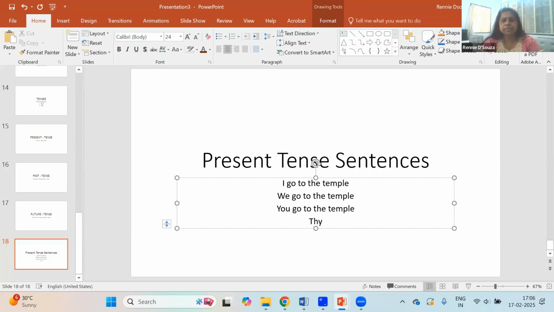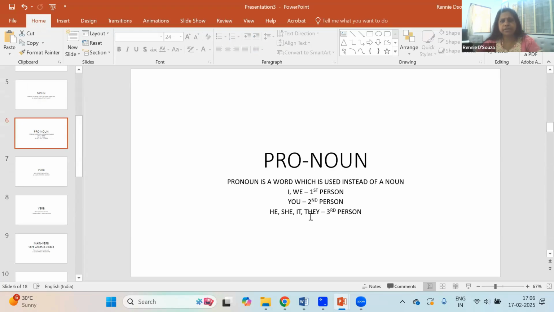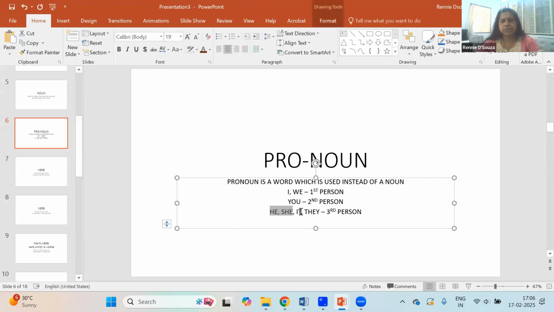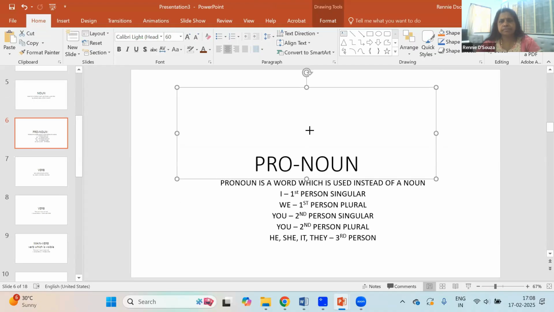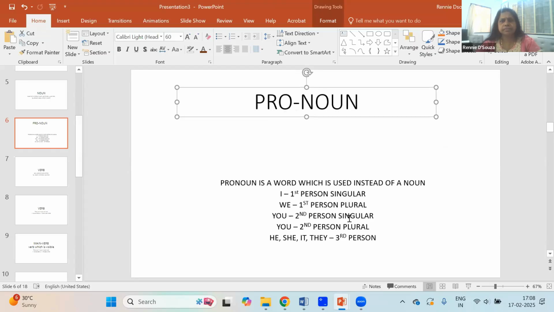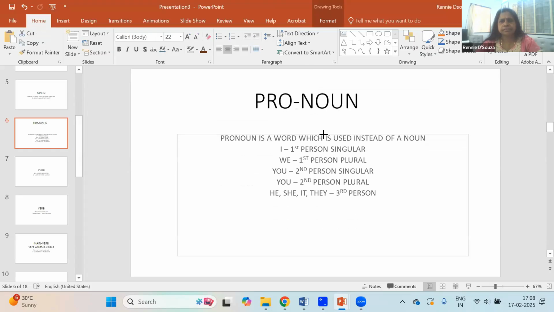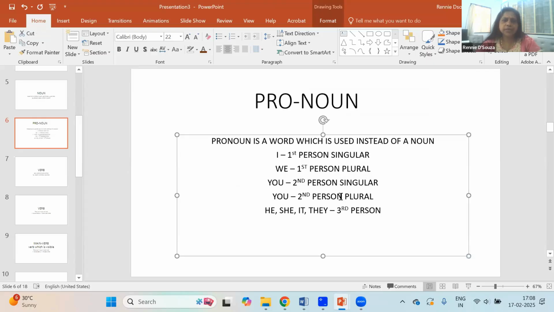And second person is you. You go to the temple. Third person is they. They go to the temple. So we have seen first person, second person and third person. We have seen they in the third person, but not he, she, it. He, she and it are called singular. Third person singular, right? A single person. He can be she, can be it, all these are singular.